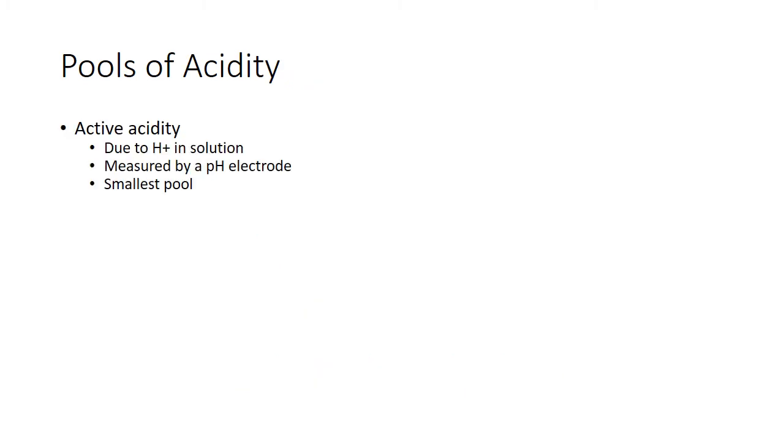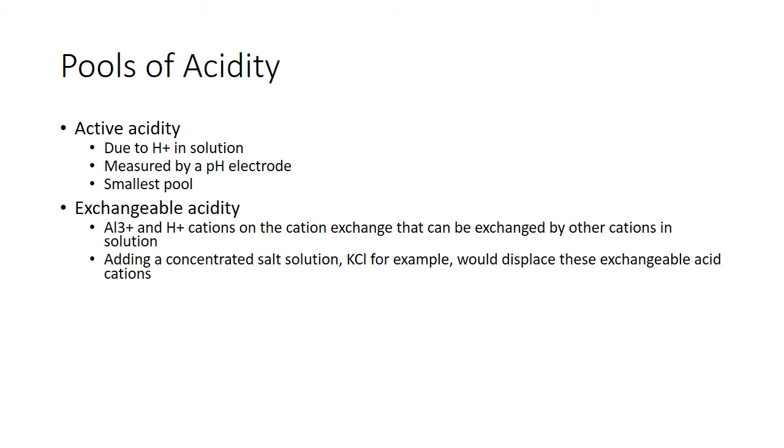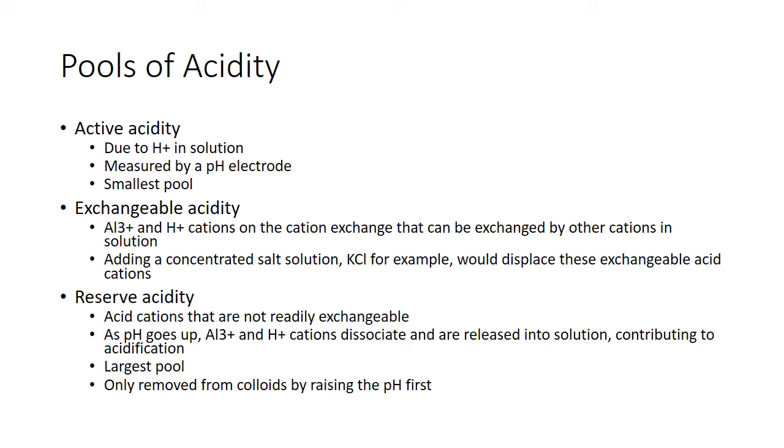Our pools of acidity include active acidity, exchangeable acidity, and reserve acidity. Active acidity is what is due to hydrogen that is dissolved in the soil solution, and this is what we measure directly using a pH electrode. It is the smallest pool of acidity. The next pool is exchangeable acidity, which includes the aluminum and hydrogen that are on the CEC. These can be exchanged with other cations.